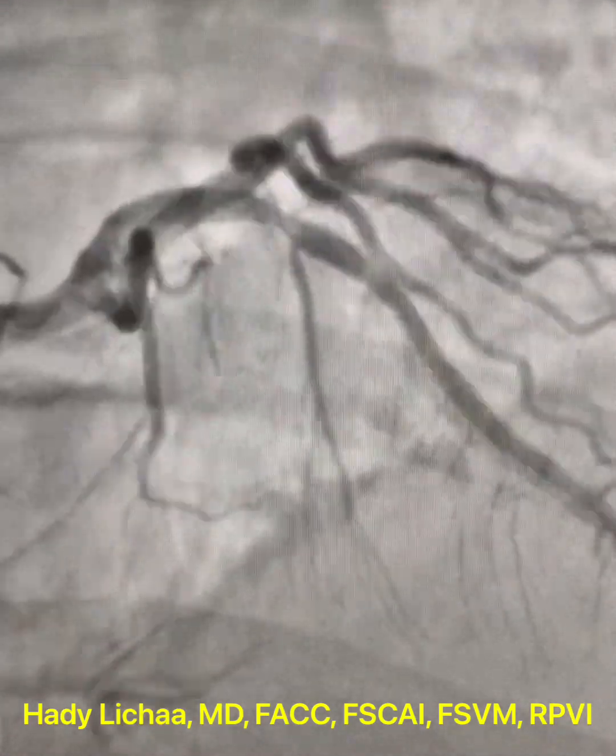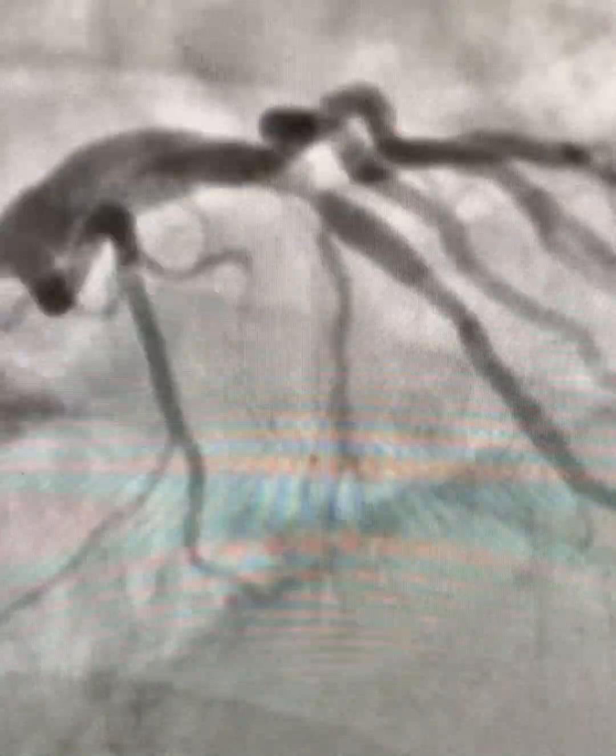This is Hadi Lichaa presenting the role of angulated microcatheters in coronary bifurcation interventions.